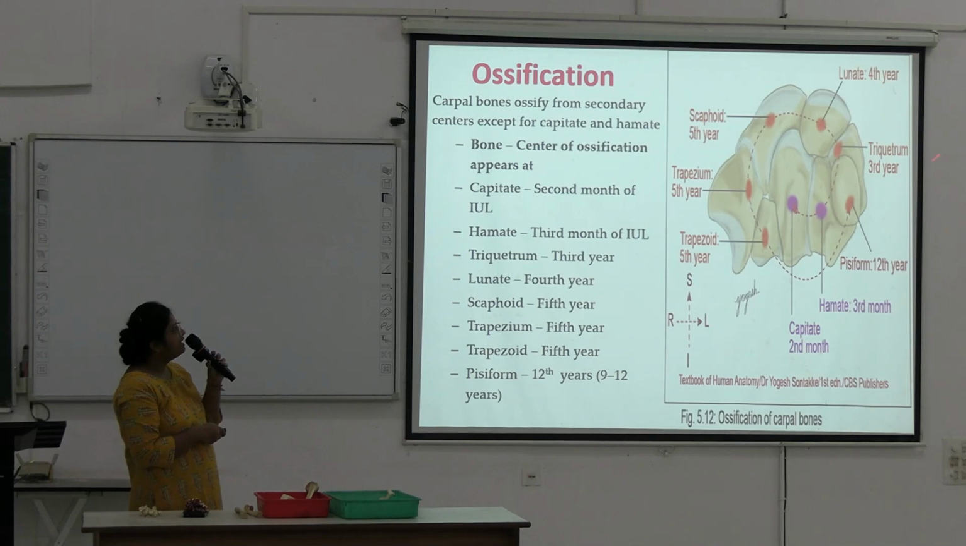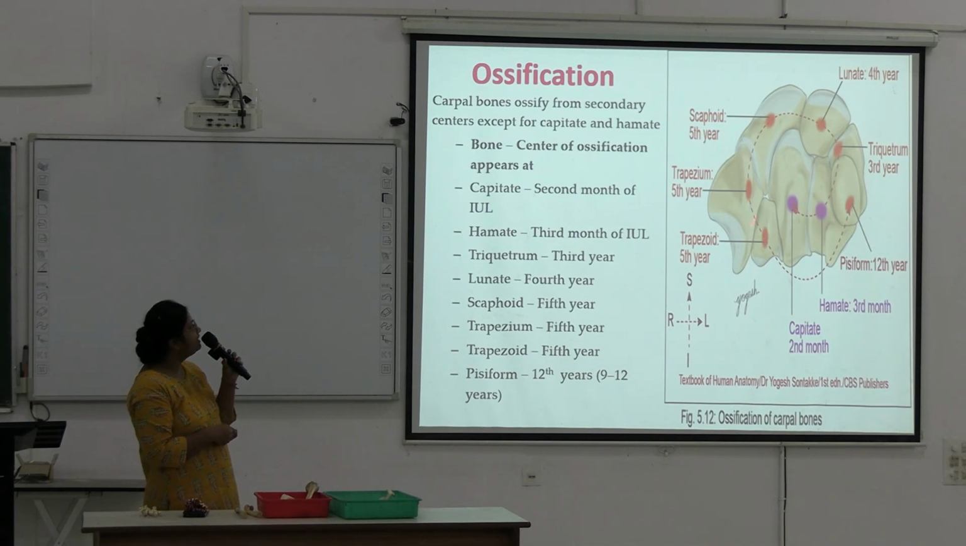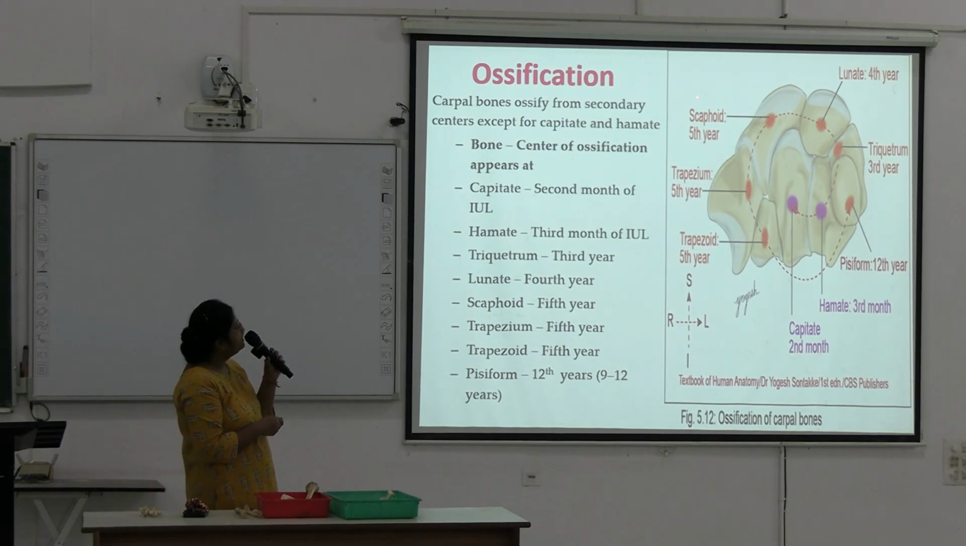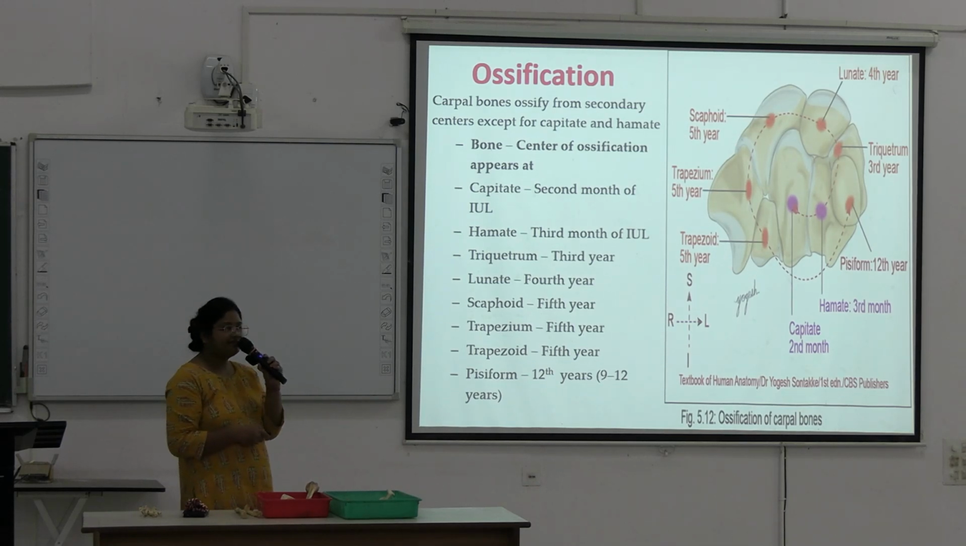After that we go to triquetrum. Triquetrum appears at the 3rd year, lunate 4th year, scaphoid 5th year, trapezium 6th year, trapezoid 7th year. This may also appear in the 5th year in some patients, and pisiform appears last. It is a sesamoid bone. It appears at the 12th year. Okay. So you can see the bones are appearing in an anti-clockwise direction.